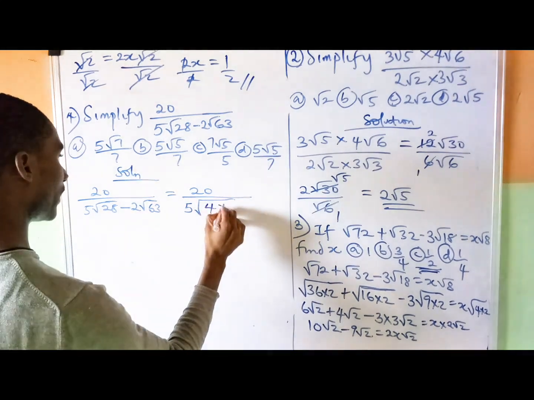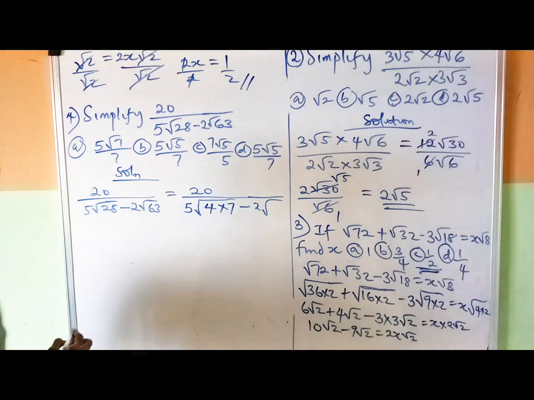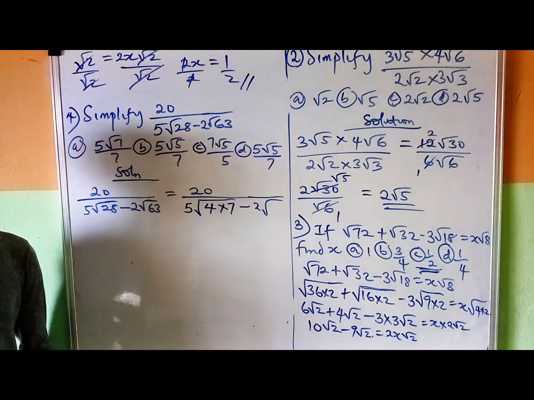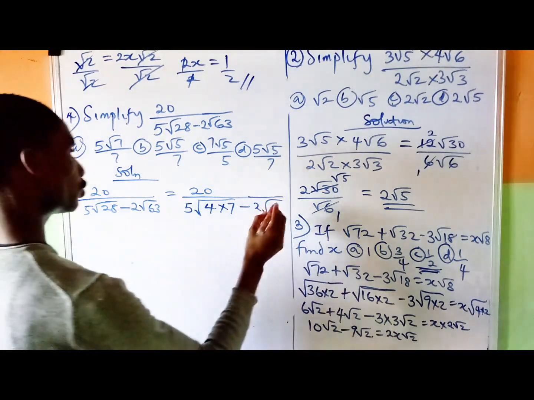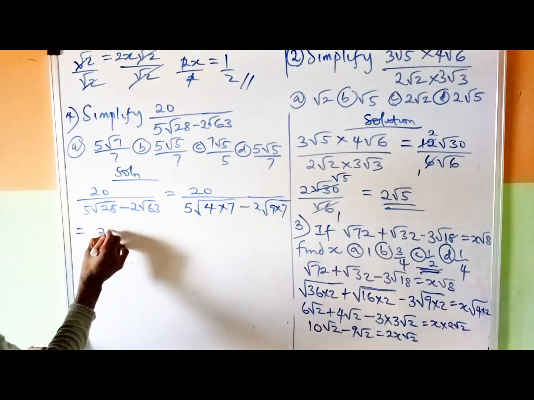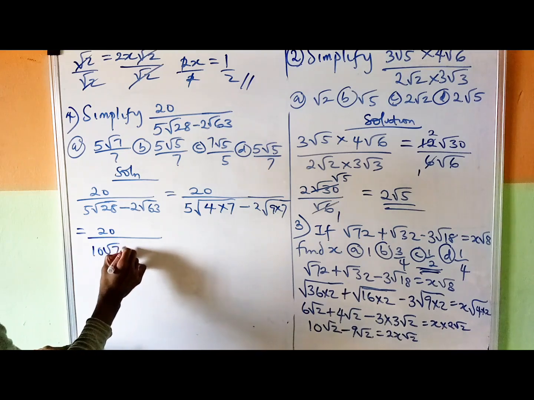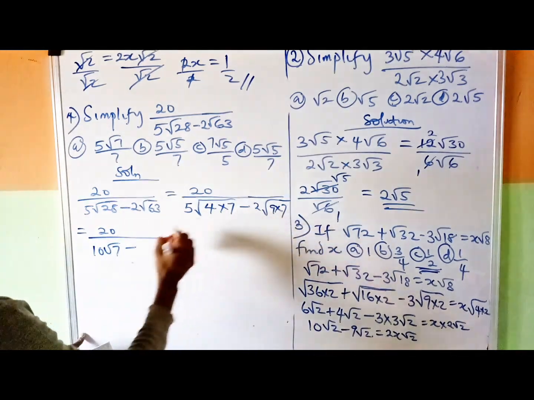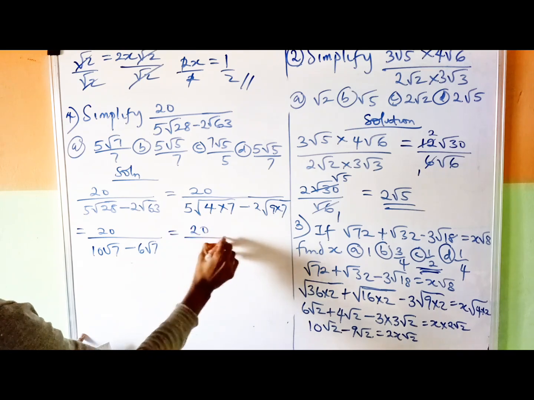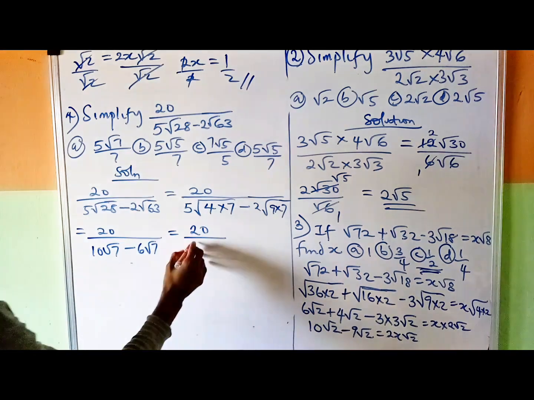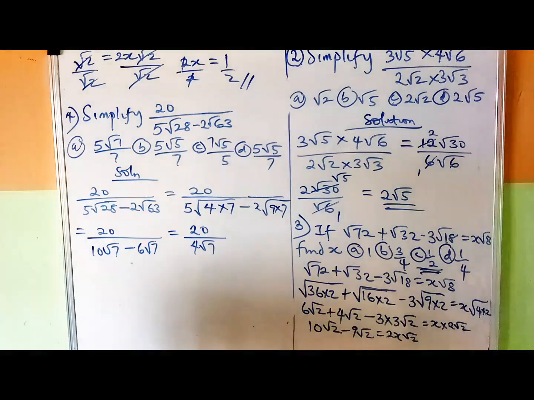So I can have 4 times 7 minus 2 into bracket 9 times 7, because 9 times 7 is 63. So 20 divided by, root 4 is 2, 2 times 5 is 10 root 7, minus root 9 is 3 times 2, that is 6 root 7. And now you have 20 divided by 10 root 7 minus 6 root 7, which gives us 4 root 7.